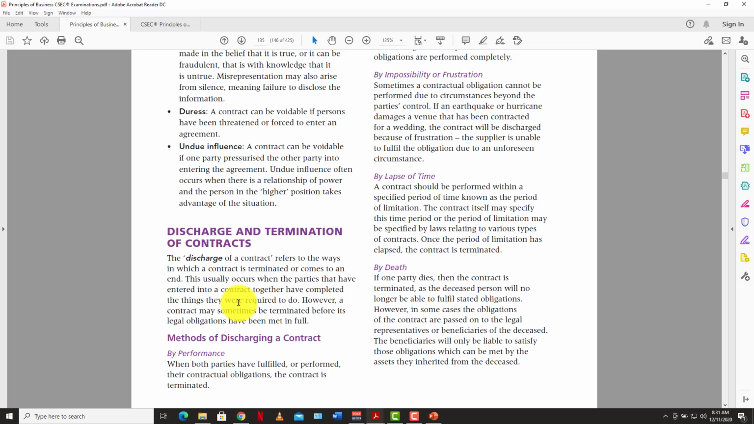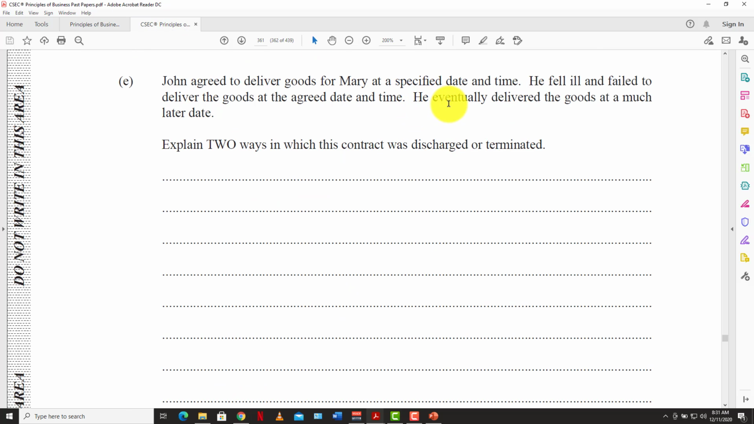And so in this one, we are going to look at ways in which the contracts might have been discharged or terminated. And so here we go. So performance. When both parties have fulfilled or performed their contractual obligations, the contract is terminated. And in this case, in the book, we see that John did not really live up to his end of the bargain. And so the contract was terminated because John did not live up to what he said. He failed to deliver goods at the agreed time and date.